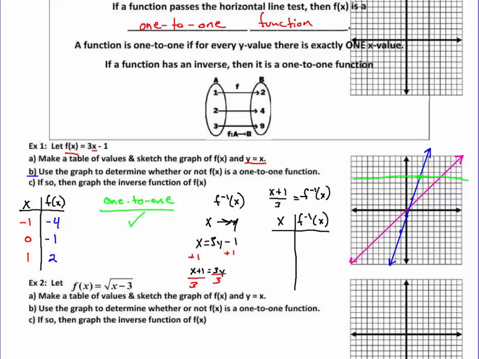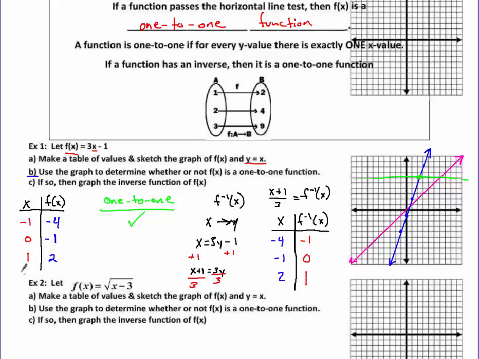Pick some points. So let's pick, how about negative 4, negative 1, and 2? You might think, well, why would you pick those points randomly? Well, let's plug it in and see what happens. So negative 4 plus 1 is negative 3, divided by 3 is negative 1. Negative 1 plus 1 is 0, divided by 3 is 0. And 2 plus 1 is 3, divided by 3 is 1.